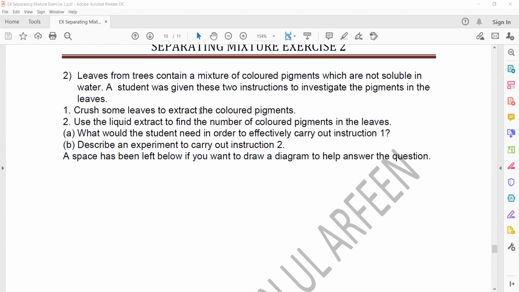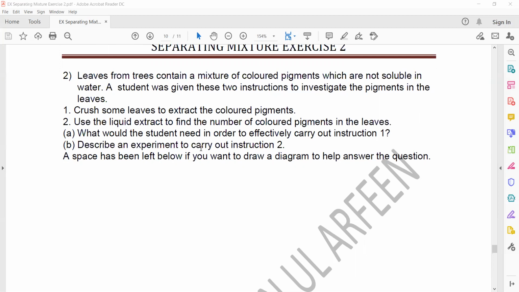A student was given these two instructions to investigate the pigment in the crushed leaf. Crush some leaves to extract the color pigment. Use the liquid extract to find the number of colored pigments in the leaf, meaning how many colors are there in the leaf. Describe an experiment to carry out instruction 2. A space has been left if you want to draw. It will help your answer.